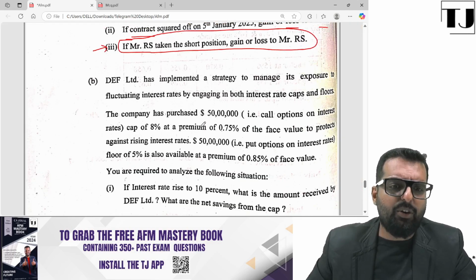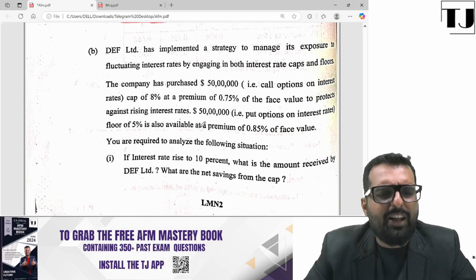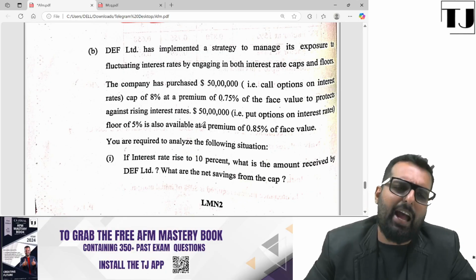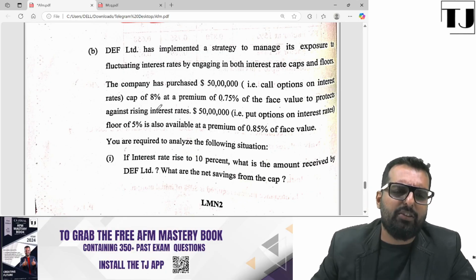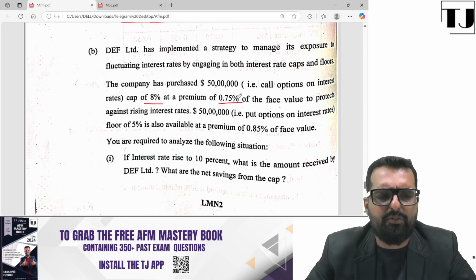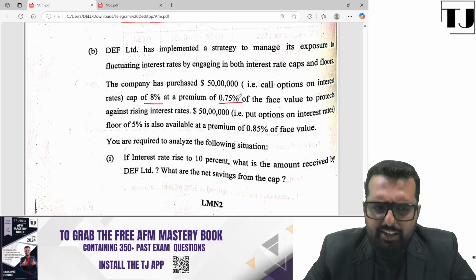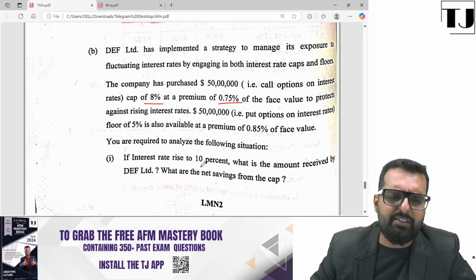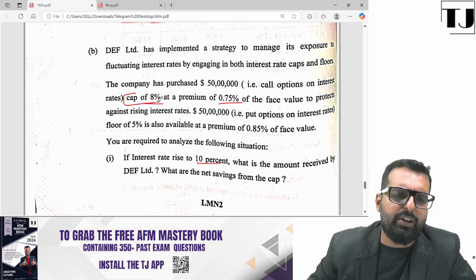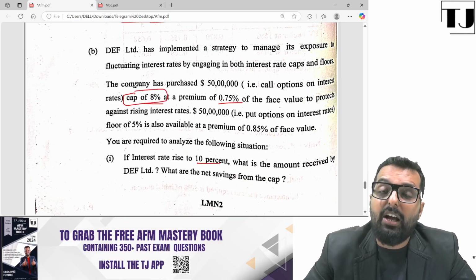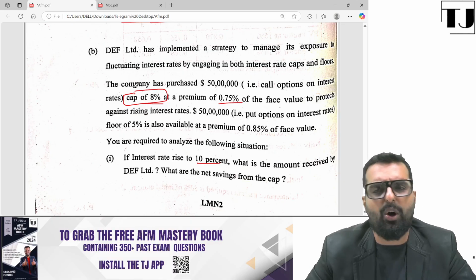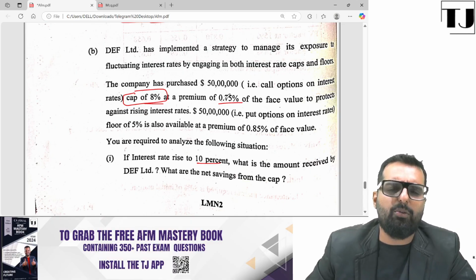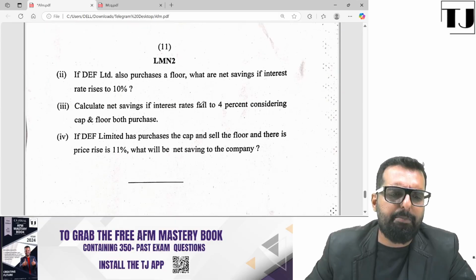It's a question on cap, collar, floor. Friends, we have done this also in our class. They have given a cap rate of 8%. It has got a premium of 0.075%. Rising interest rates is given. So you want to analyze the following situation. If the interest rate goes up to 10, your cap rate is how much? 8. Above that, 2% is going to be your profit, minus whatever premium you end up paying on this particular thing.